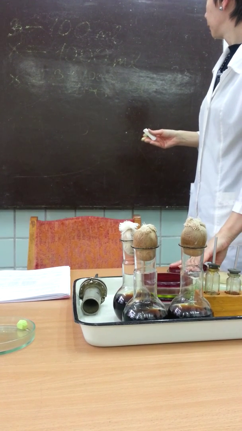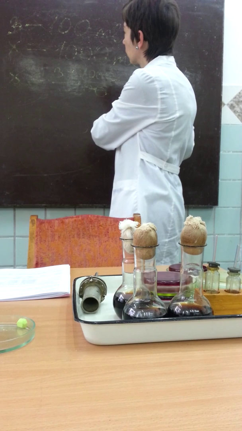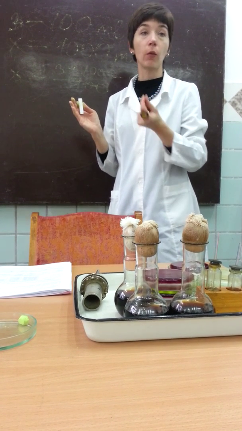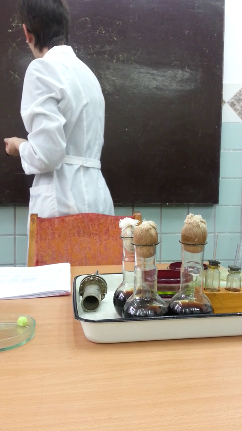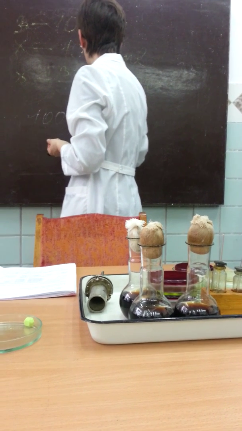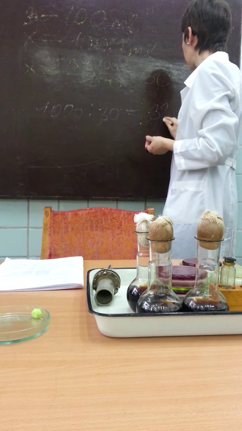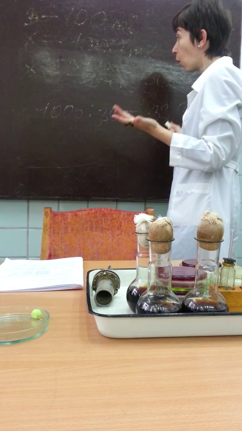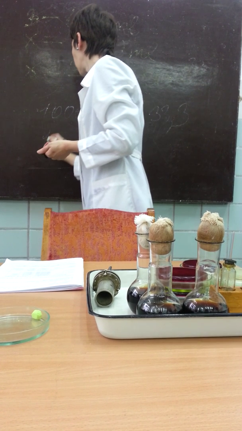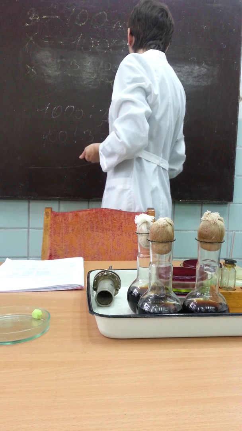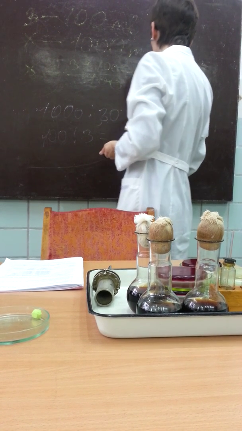Colony titer is the minimal amount of water in which we may find 1 coliform: 1000 divided by 30 times 3, or 100 divided by 3. It's the same result. You may use this or this method. That's called colony titer.